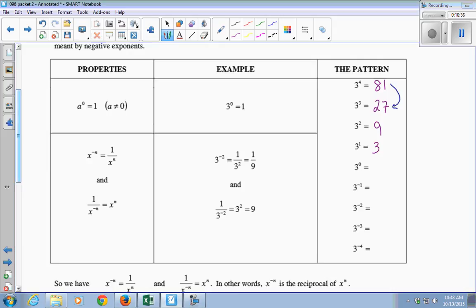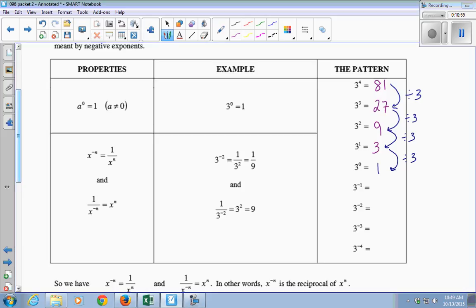Divide by 3. 81 divided by 3 is 27. If I do that again, 27 divided by 3 is 9, right? 9 divided by 3 is 3. What is 3 divided by 3? 1, right? So if my pattern were to continue, I would get 1.